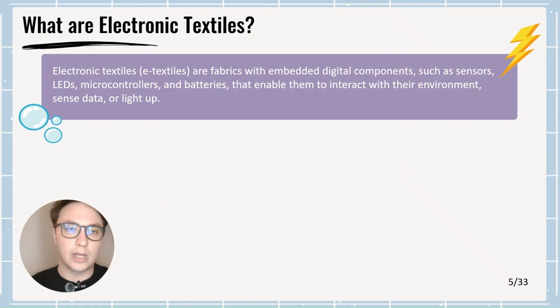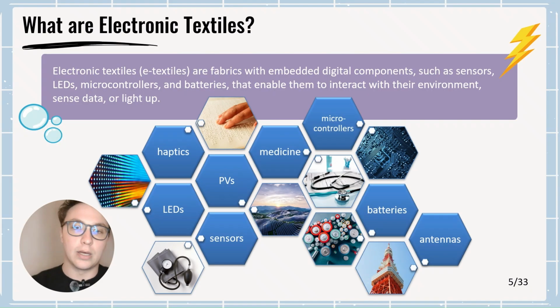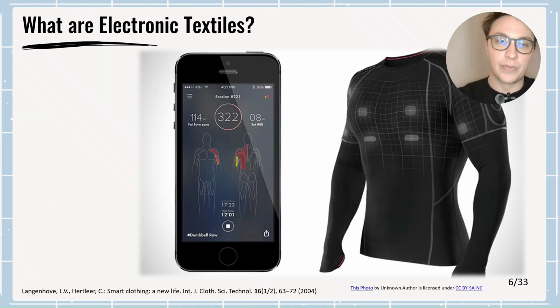So if I would like to ask you, what are electronic textiles? Well, in order to give me an answer, you should think about fabrics with embedded digital components, basically sensors, microcontrollers, LEDs, batteries, able to interact with their environment to sense data or simply light up, as you can see also with these very nice pictures reported here.